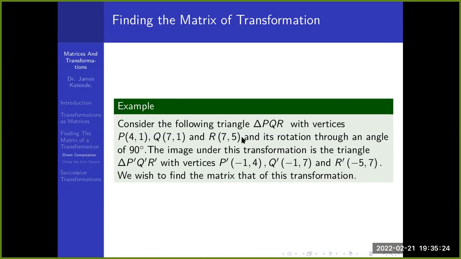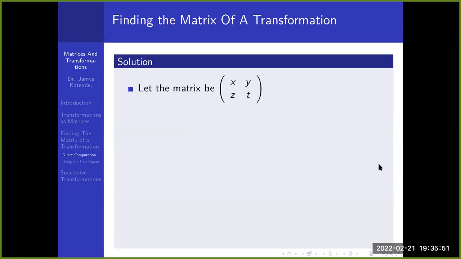So the strategy will be to pre-multiply by some arbitrary matrix where we put in variables, and then determine the values of those variables by equating the product of that matrix and the matrix made up of the vertices of the object to the matrix made up of the vertices of the image. So we set up the matrix. We don't know what the matrix will be, so we put in some variables x, y, z, and t, and we'll try to determine what they are.